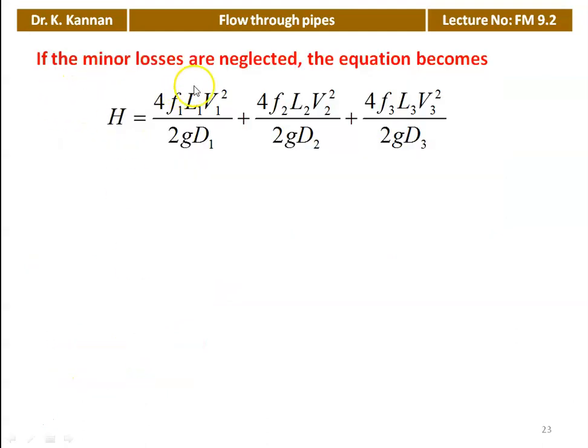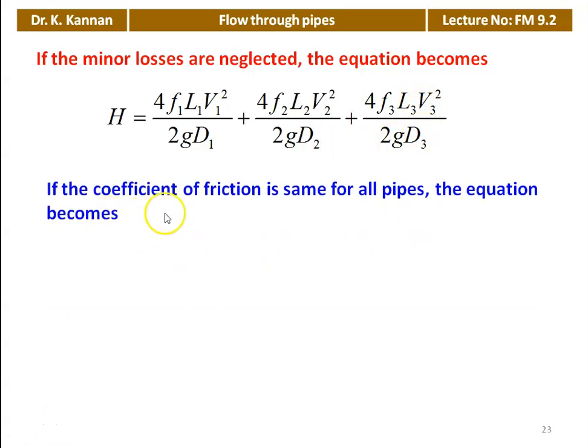Now, if the minor losses are neglected, normally we neglect the minor losses when you have a large piping network, H equals 4 F1 L1 V1 square by 2g D1 plus 4 F2 L2 V2 square by 2g D2 plus 4 F3 L3 V3 square divided by 2g D3. So these are the major losses, the frictional losses in pipe 1, pipe 2 and pipe 3.